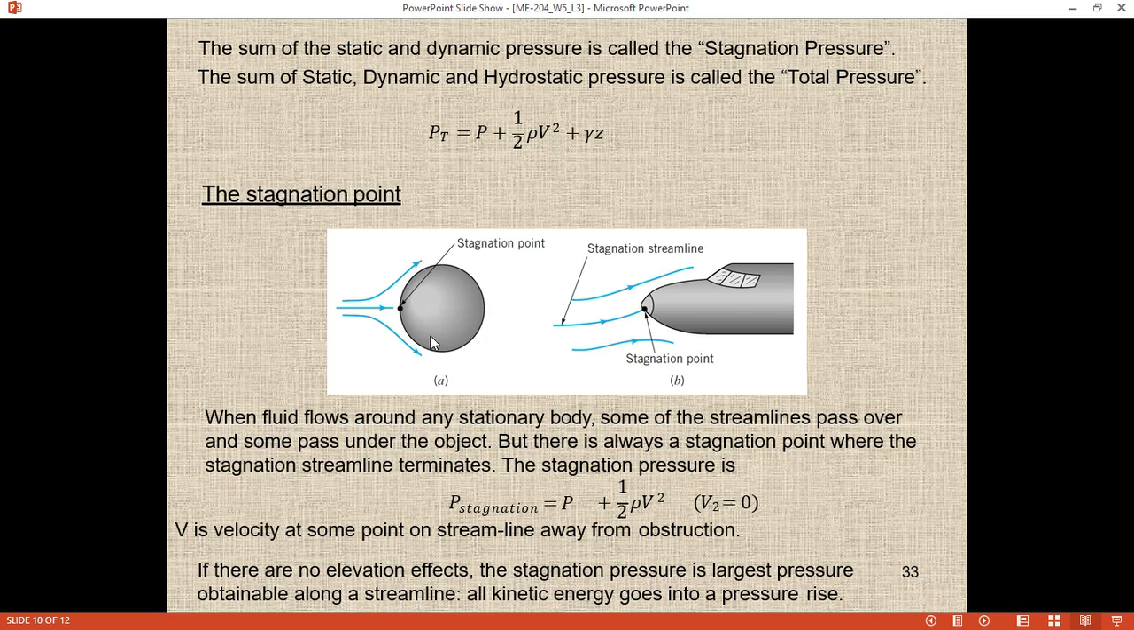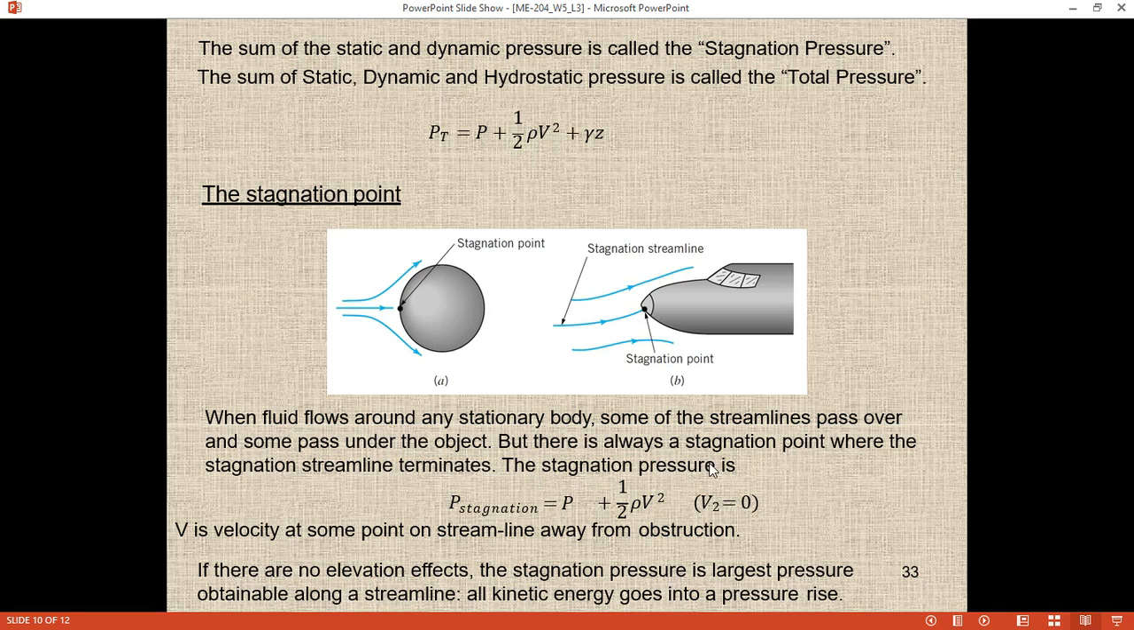So this is a body. Some of the streamlines pass over and some pass under the object. So the streamlines pass like that. But there is always a stagnation point where the stagnation streamline terminates. So this is the stagnation point where the velocity is 0.